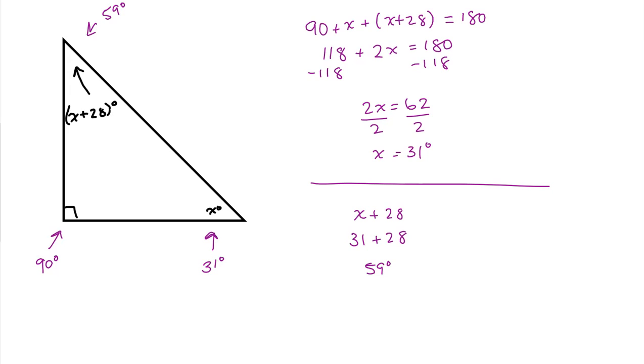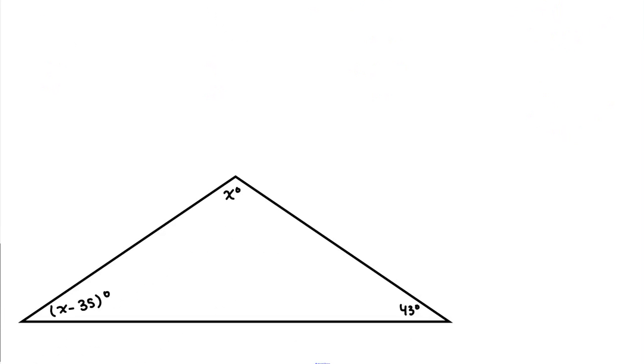And it's always good to check to make sure you did it right. So 90 plus 31 plus 59 is 180 degrees. So yes, we did this right. Let's look at one more.